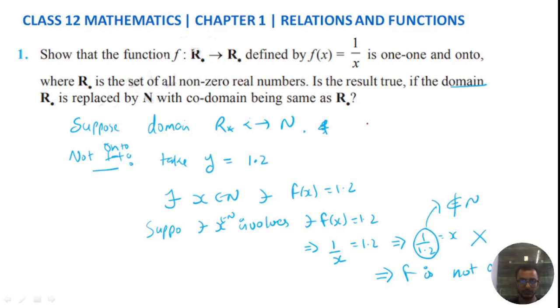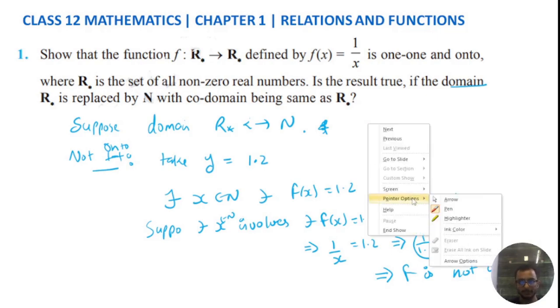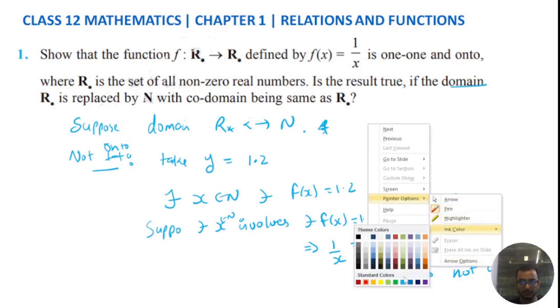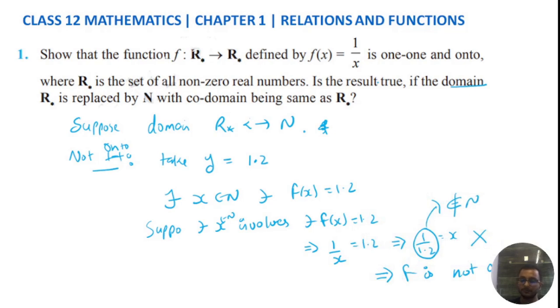So we had shown it is onto 2. Now showing 1-1 is quite easy. The same way which we did for R star, we can do for natural numbers also. That is by taking f of x1 equals f of x2, where x1, x2 belong to natural numbers. Here this will imply x1 equals x2, as natural numbers are not 0, so this implies 1-1. So 1-1 is quite easy.